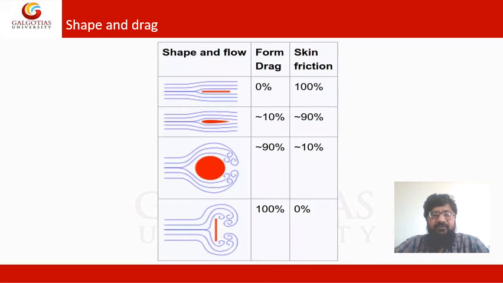Now the third picture is of a circular cylinder in which a large wake zone of low pressure forms behind the cylinder. Because of this, the contribution of form drag or pressure drag is 90%, while the skin friction drag is 10%. The last picture is of a vertical plate normal to the flow, and we can see that the total drag is form drag and there is no contribution of skin friction drag.